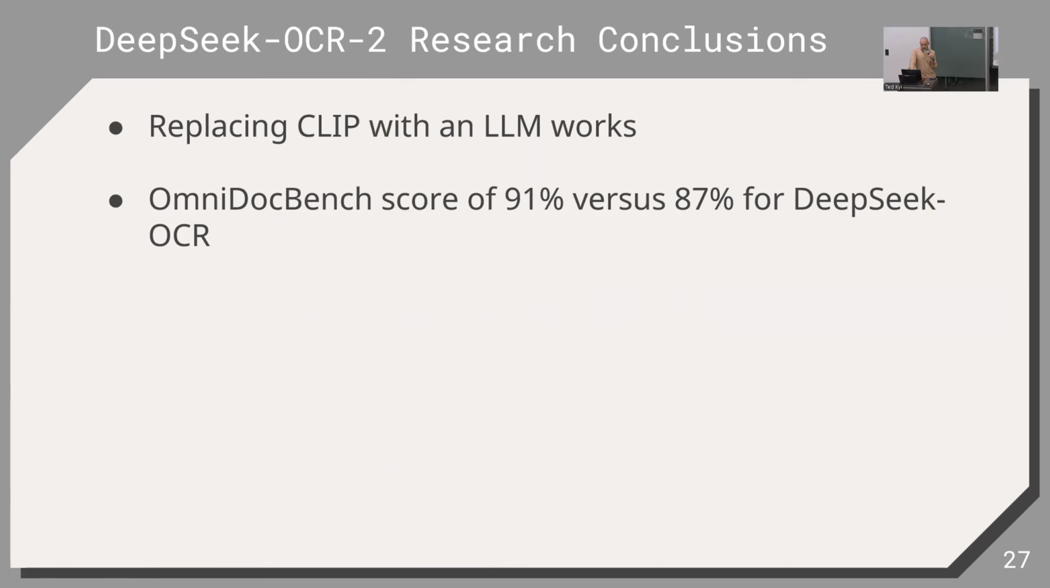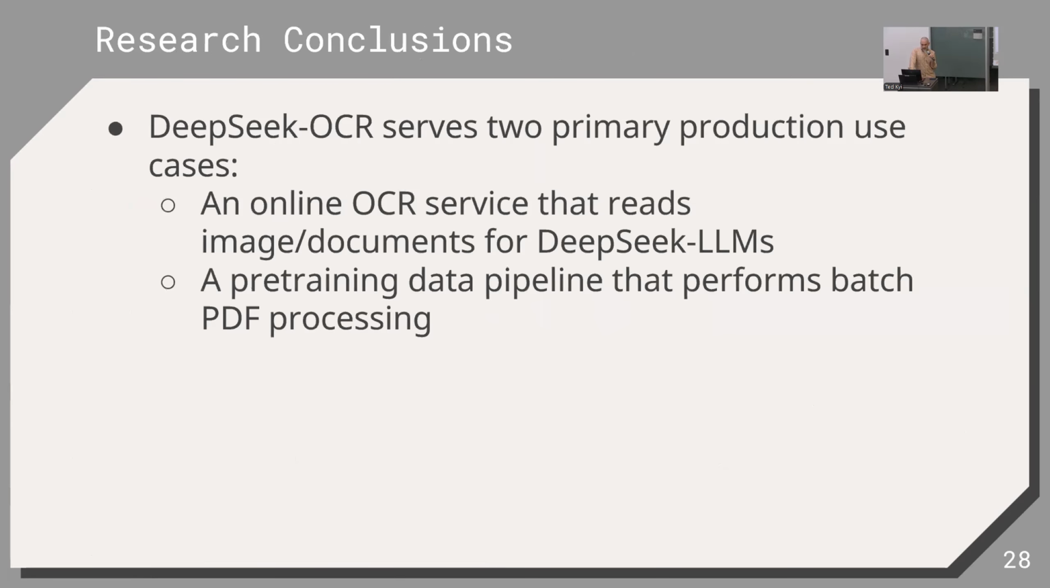So what are their findings? It works. It works to replace CLIP with this LLM. Their benchmark score went up like 4 or 5%. And they say this has 2 primary production use cases. One is an online OCR service. And again, this is where we're thinking about what DeepSeek is doing with what they're learning. This can read images and documents, specifically they say for DeepSeek LLMs, and then a pre-training data pipeline for batch PDFs.